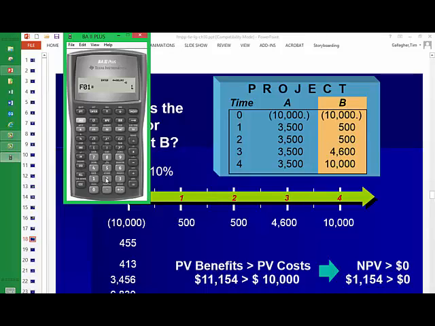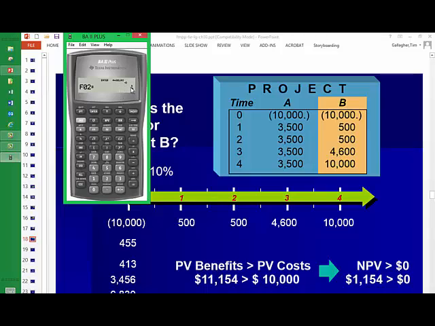So if I simply press 2, enter, and change the frequency from 1 to 2, I've now told the financial calculator that there will be $500 coming in at the end of year 1 and another $500 coming in at the end of year 2. I can then hit the down arrow, and I'm being prompted for the next cash flow, which is 4,600. So 4600, enter, down arrow.